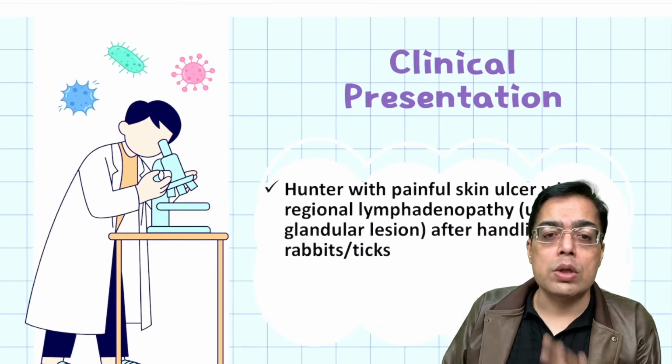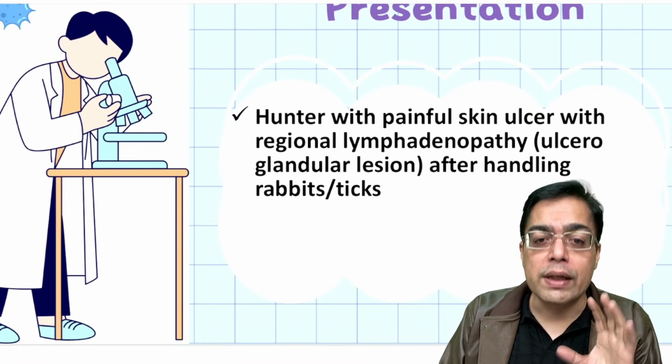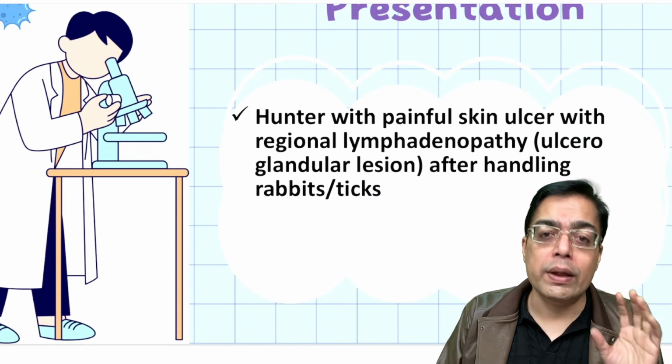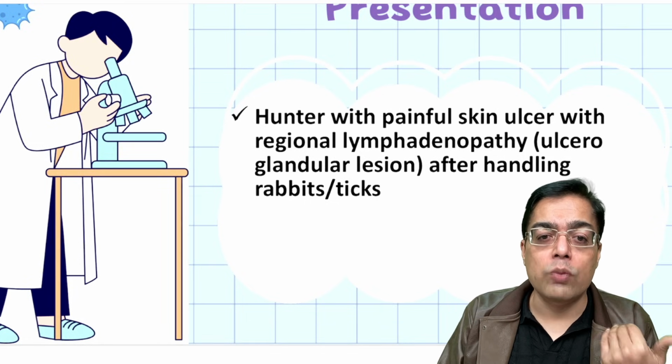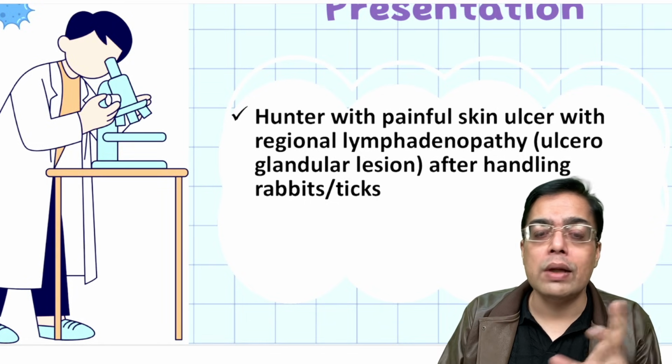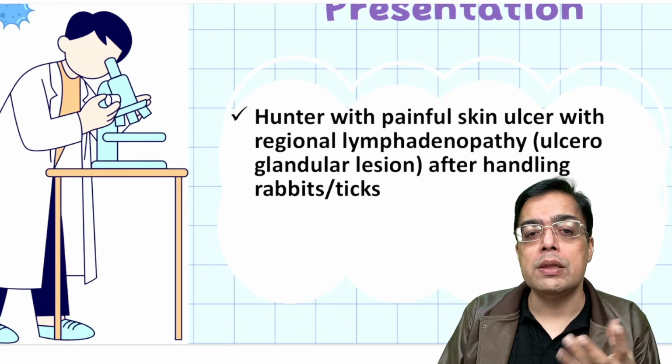See the next one, which talks about a hunter who is having the presence of a painful skin ulcer with regional lymphadenopathy. Now, when there is a regional lymphadenopathy and there is an ulcer, it can combine. The word which can be written over here is ulceroglandular lesion. And typically, this is going to be seen after handling of animals like rabbits.